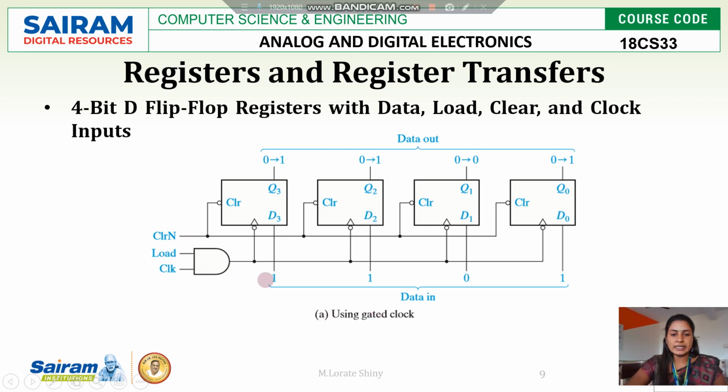This is a gated clock. The clock is connected through a gate, so it is called a gated clock. To the gate, an AND gate is taken. To the AND gate there are 2 inputs, one is load and another one is clock. The clock will be sent from the clock source and the other one is load. So whenever we want to operate the register, we should apply 1, otherwise 0. If the clear input is activated, then all the flip-flop outputs will become 0.